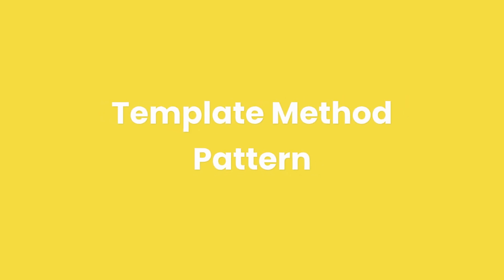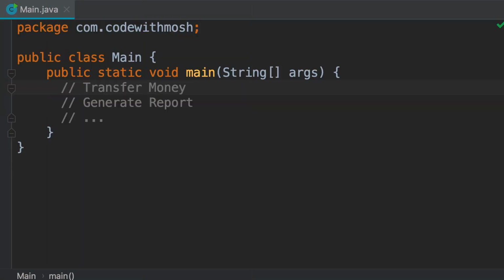In this section, we're going to talk about the template method pattern. Let's say we're going to build a banking application, and we're supposed to record all the user activities within an audit trail. So every time the user performs a task, we should record who did what and when within an audit trail. For this demo, let's talk about two different tasks, such as transferring money between accounts and generating some kind of financial report.